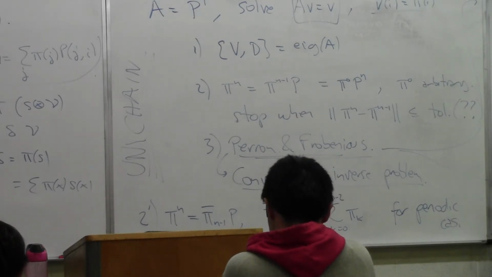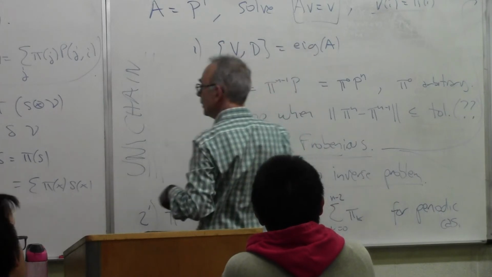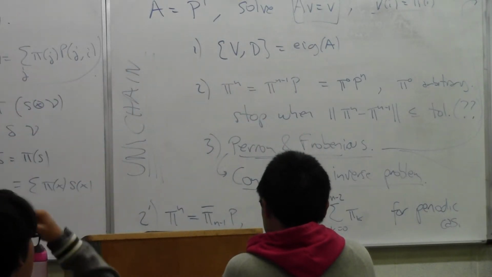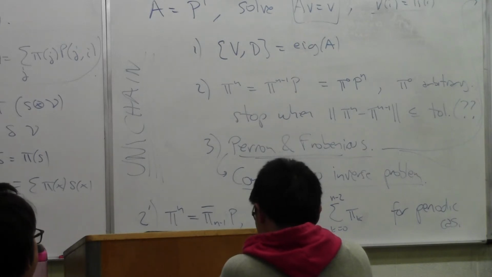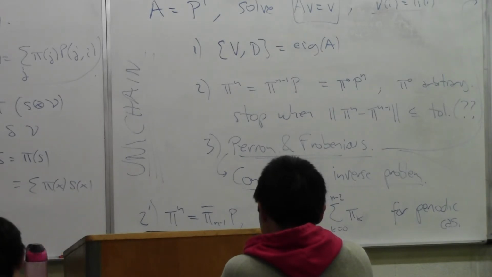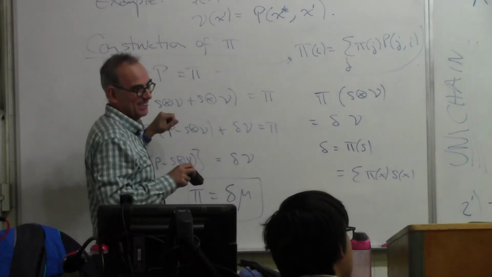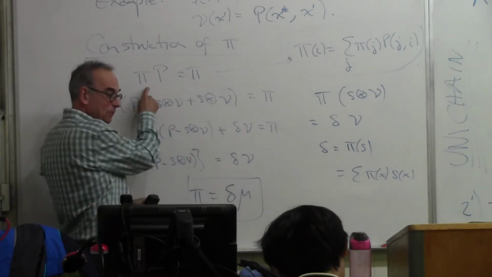The eigenvalue at 1, just 1, not the unit circle. I didn't assume aperiodicity, so it could be periodic. We only can solve that equation for the eigenvalue 1.